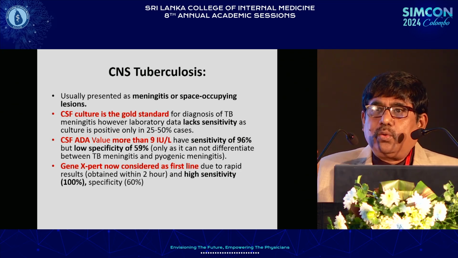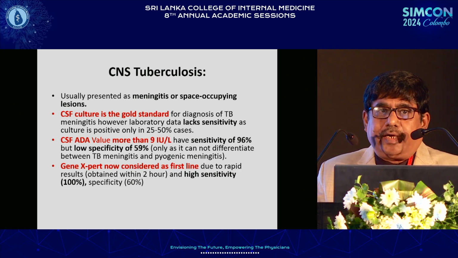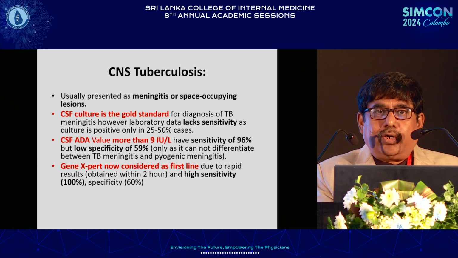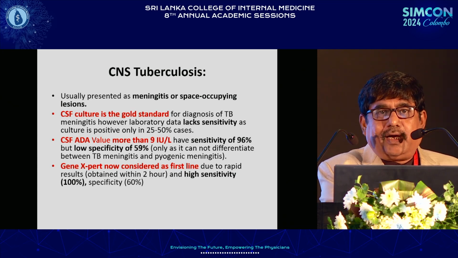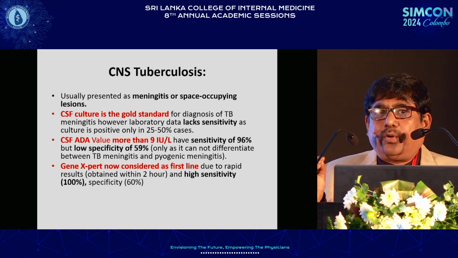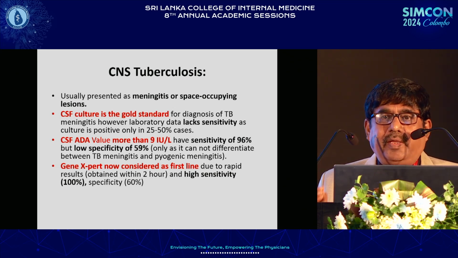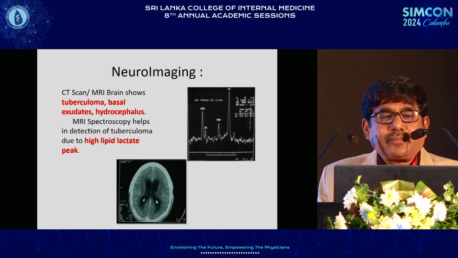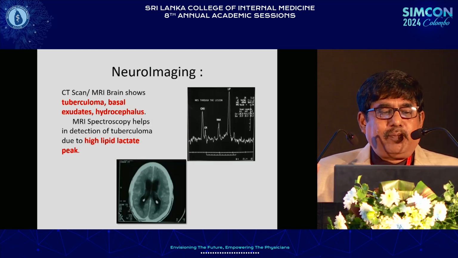That is why, with the sum of the evidence, in case of pleural effusion, I told you to do the ADA, even if required the repeated CBNAAT, do the pleural biopsy. But in CNS tuberculosis, even if you have some clue, you start the anti-tubercular therapy. Otherwise, the patient will die. Neuroimaging is often helpful, particularly the spectroscopy.